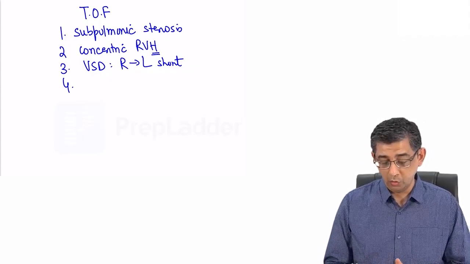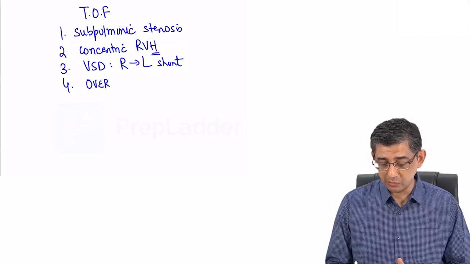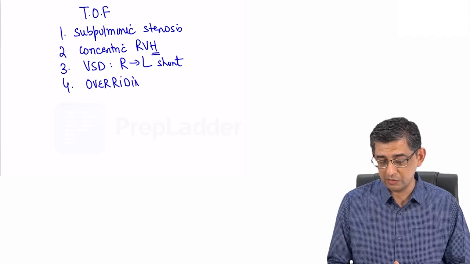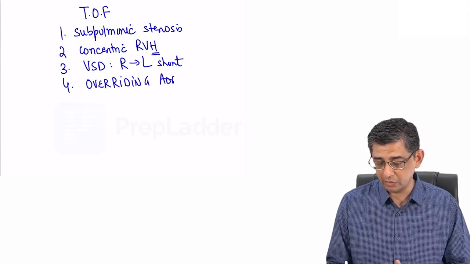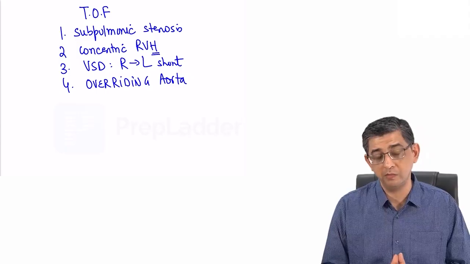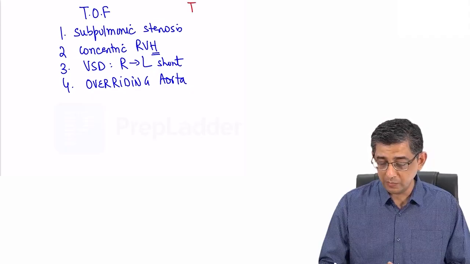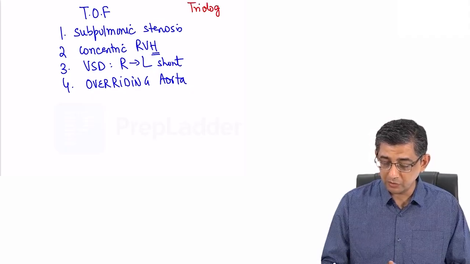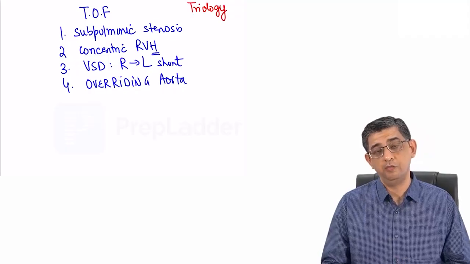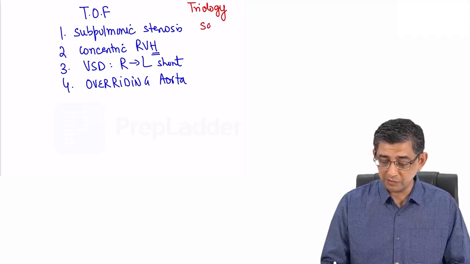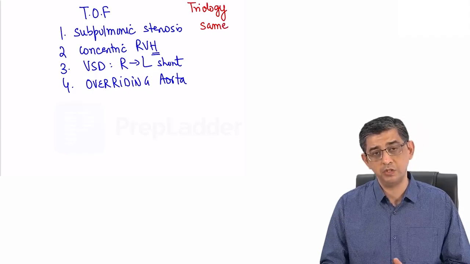Over and above this, contributing to the cyanosis will be overriding of the aorta. I'll draw a sketch highlighting the overriding of the aorta, but at the moment, my main objective of explaining this topic to you is that he might mix up this information with that of trilogy of Fallot and pentalogy. For trilogy, subpulmonic stenosis will still remain the same. It will cause an ejection systolic murmur.